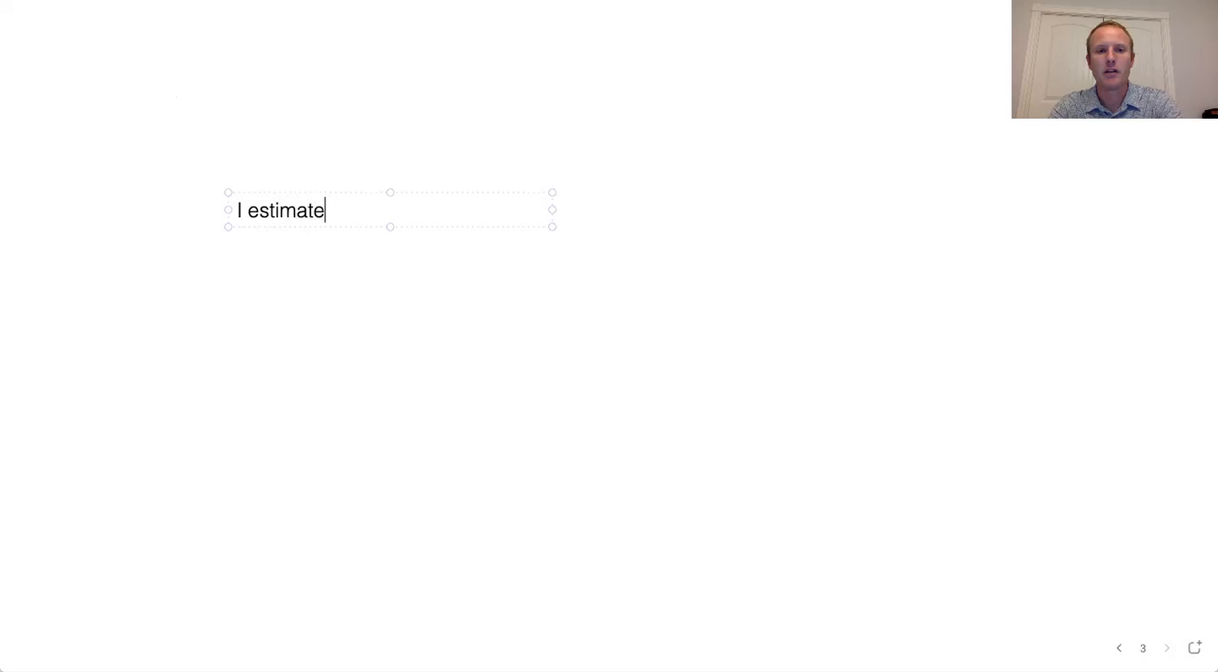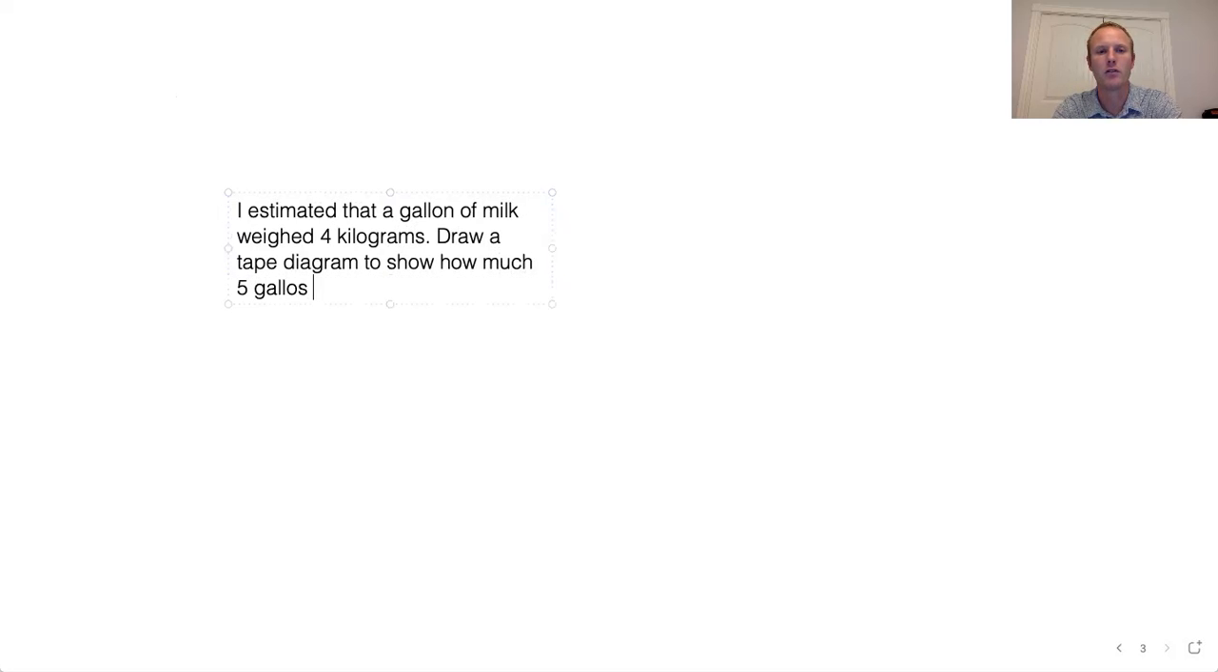I estimated that a water bottle, actually no, not a water bottle, we kind of know what that weighs. A gallon of milk weighed 4 kilograms. Draw a tape diagram to show how much 5 gallons of milk weigh all together.